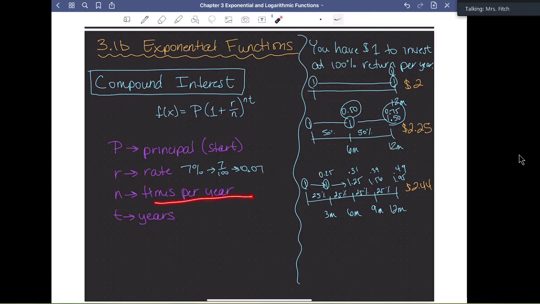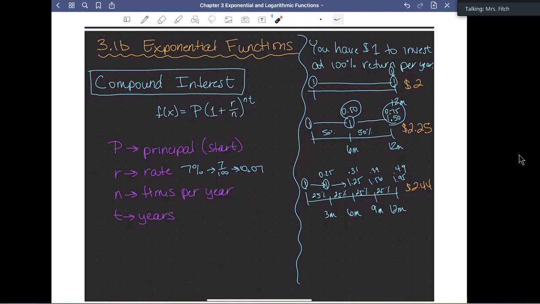N is the number of times per year. So on this first example, our N would have been 1 because we only get paid once a year. On this one, it's twice a year, so it would be 2. This one, you got paid 4 times a year, so it would be 4. And then T is the years. We only did ours for 1 year, but you could do it for whatever the problem's asking for, right?